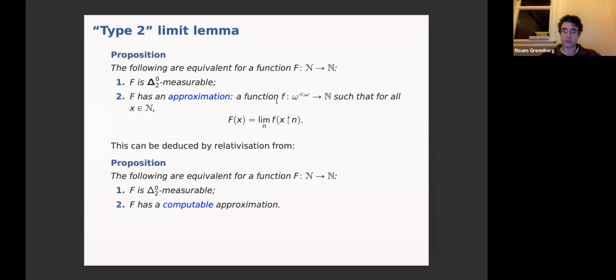And so we've got this function from finite strings to natural numbers that guesses. f of σ says, my guess is that capital F of x is this number for all x extending me. It will be right on some x's, and we might be wrong on some other x's. But for every particular x, as we go along, this approximation stabilizes. It's a kind of continuously approximable, if you like.